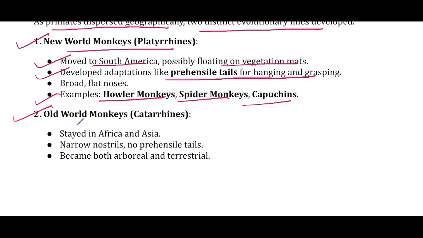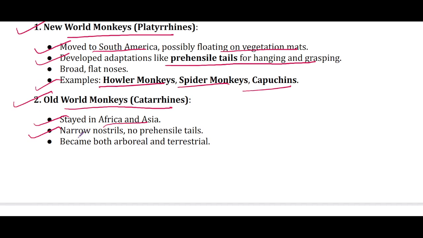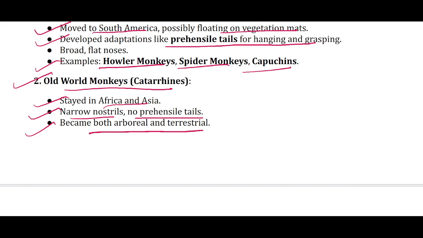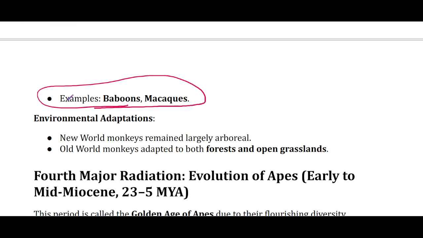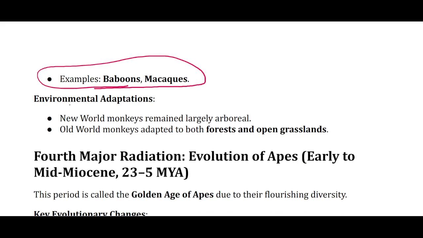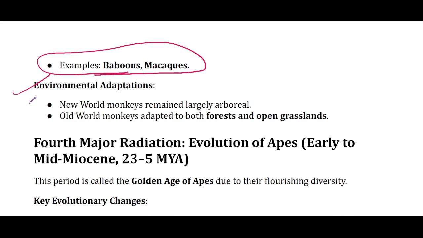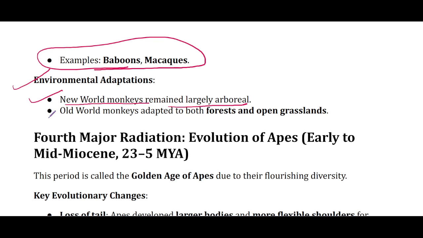Then the Old World monkeys, which stayed in Africa and Asia, they have narrow nostrils, no prehensile tails, and they became both arboreal and terrestrial. Examples baboons, macaque, जो यहाँ पे इंडिया में भी जो जितनी monkey species देखते हैं, all of them they belong to Old World monkeys. So here adaptation, the New World monkeys that shifted to South America, they remain largely arboreal, whereas the Old World monkeys adapted to both forest and open grasslands.